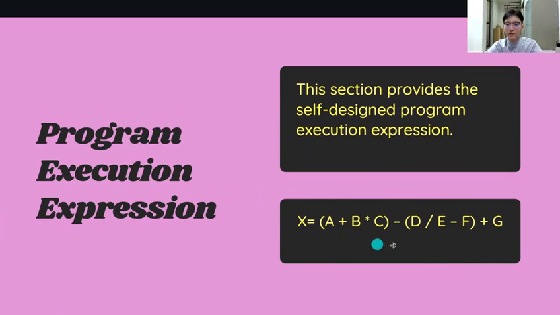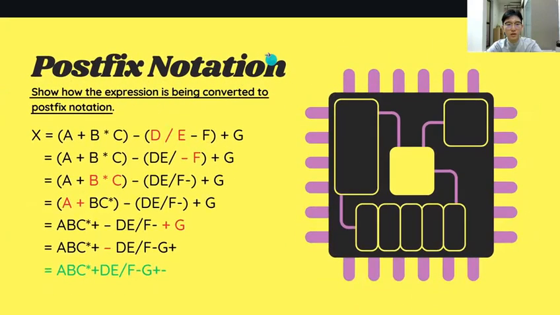This is our group infix expression, which is x equals (a plus b multiply c) subtract (d divide e subtract f) plus g. In this part, it requires us to convert it from the infix expression to the postfix notation. Before we convert it, let's analyze this expression first.